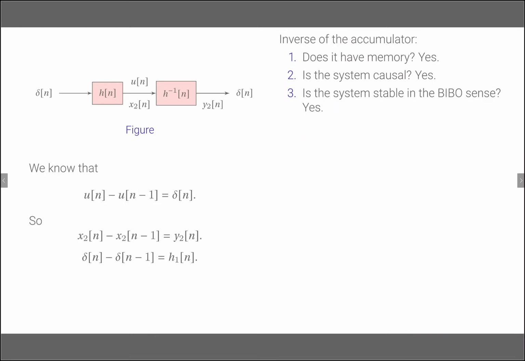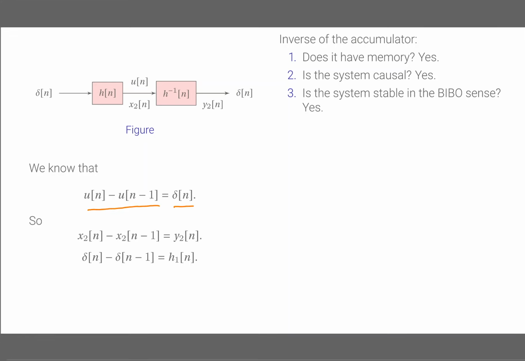Now, we know that u[n] minus u[n minus 1] is delta[n]. We have seen this. Therefore if you give x2[n], then x2[n] minus x2[n minus 1] is y2[n]. So delta[n minus 1] is x1[n]. So you can see that.